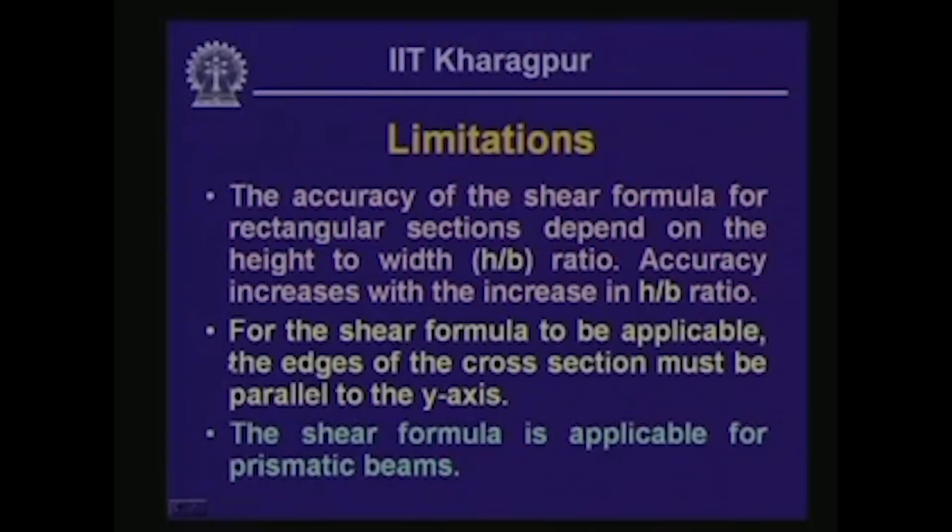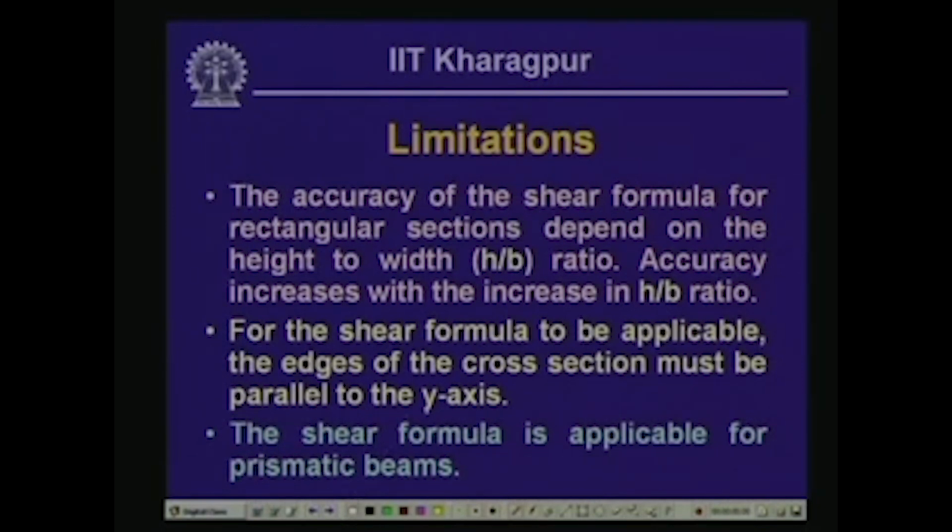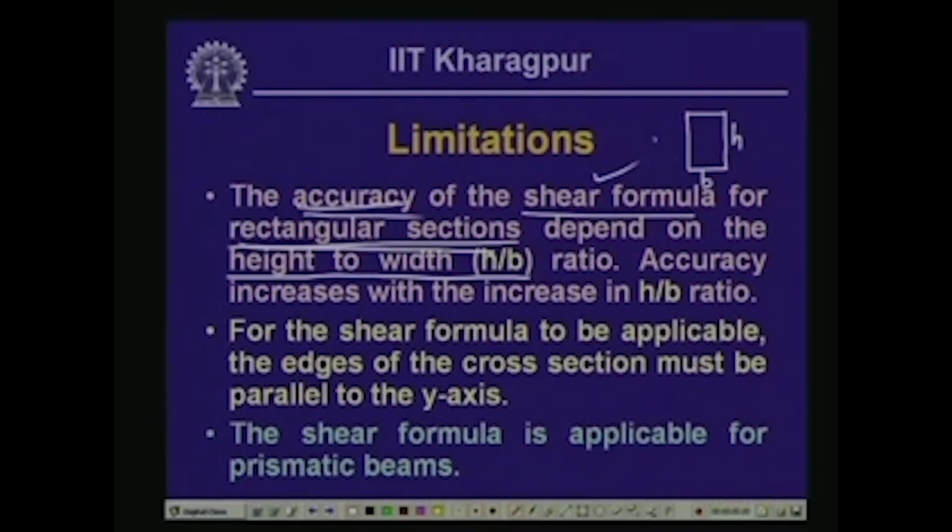Now, what we had assumed, as you have just now seen, is that the distribution of the shear stress across the width is uniform. Now, when we are dealing with a beam of rectangular cross sections, the accuracy of this particular shear formula depends on the height to width ratio. That means, if we have a beam with rectangular cross section having the width b and height h, the accuracy of this particular formula depends on this ratio h by b. Now, if h by b is larger, which means, for a constant value of h, if b becomes smaller, the accuracy of the shear formula increases.